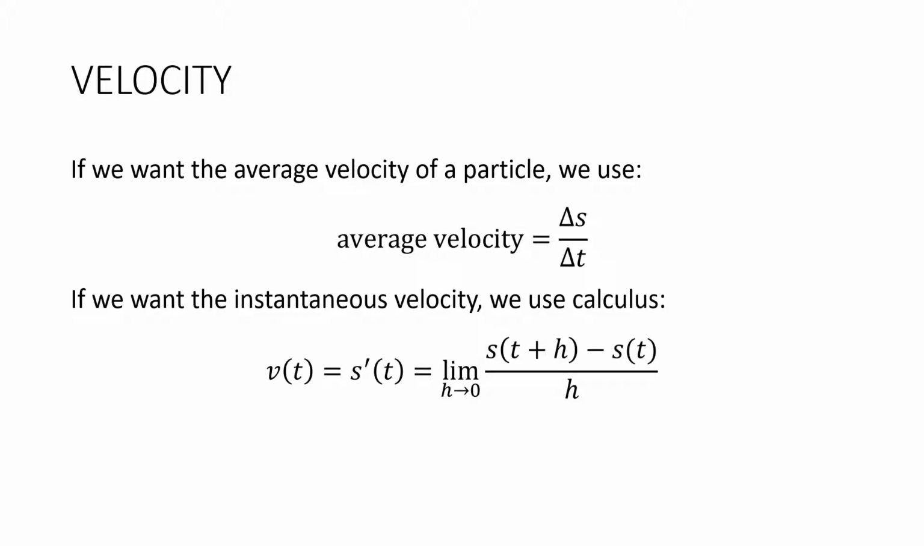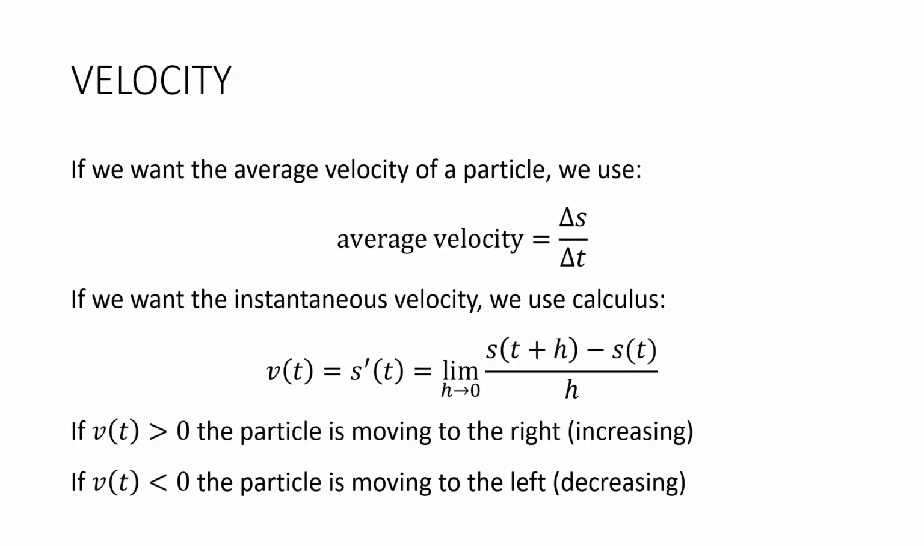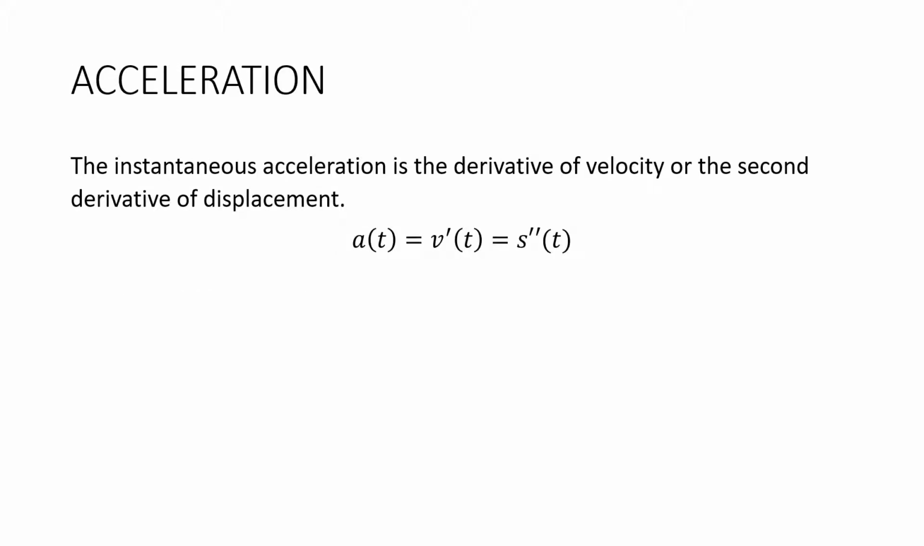So here's our definition. The velocity at time t is equal to the first derivative of displacement. And there's our definition of our derivative from first principles. If the velocity is greater than 0, the particle is moving to the right. It is increasing. If the velocity is less than 0, the particle is moving to the left. It is decreasing.